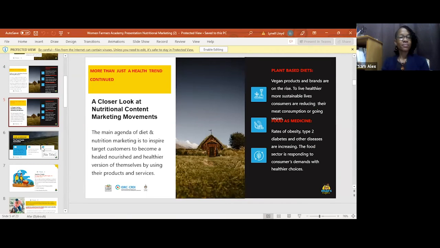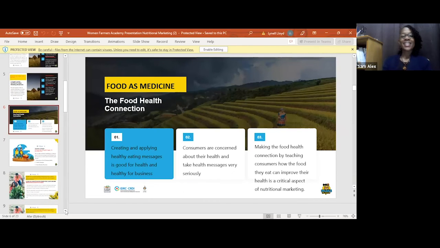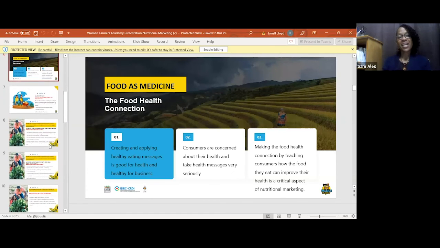Yes, the next one. We also looked at the food health connection, and that now when you think of food, you think of health. And when you think of health, you think of food, and food can be medicine. And we did examine the fact that creating and applying healthy eating messages is good for health and healthy for business. So you have to marry the two. You must include nutrition. We have to move away from just marketing a product, a food item, and bringing in the nutritional aspect. Let's continue.